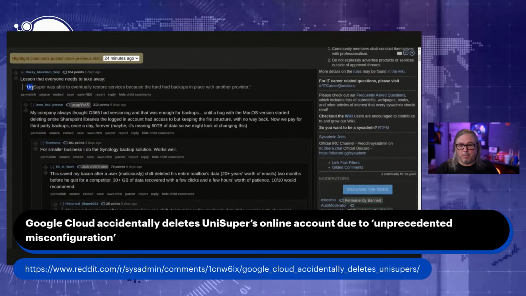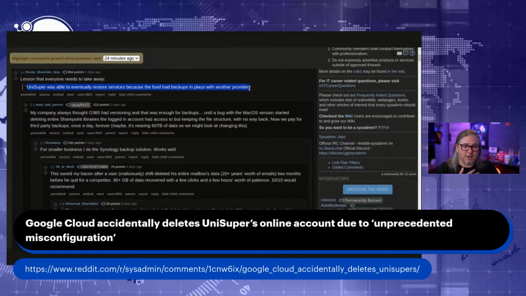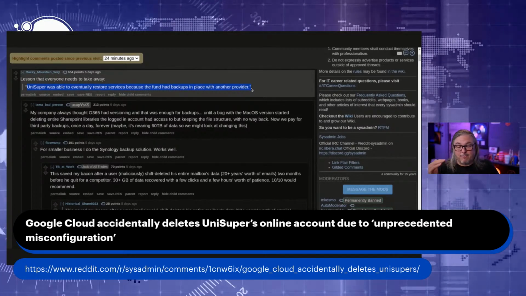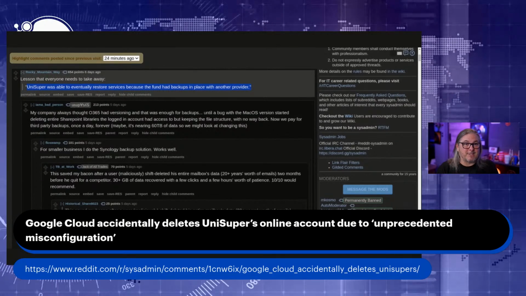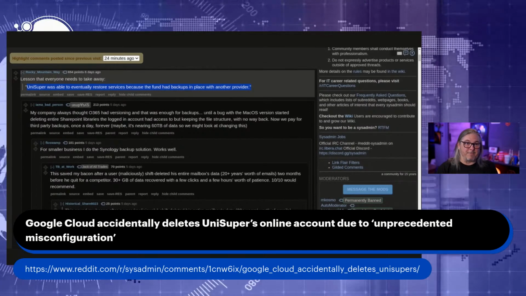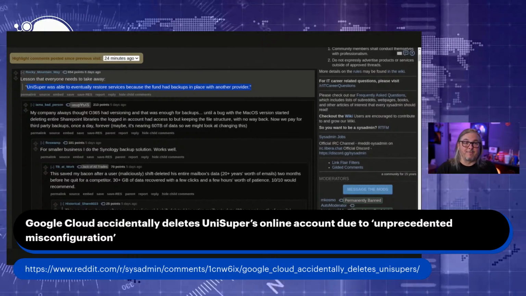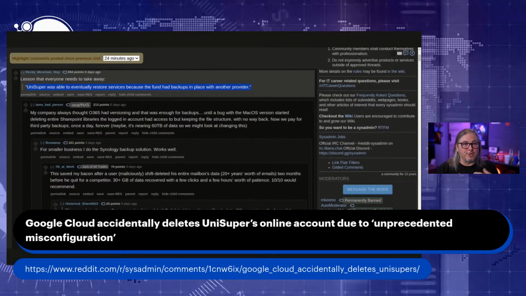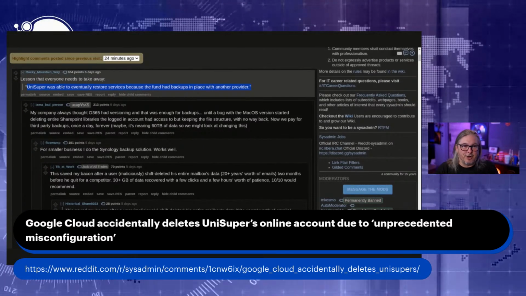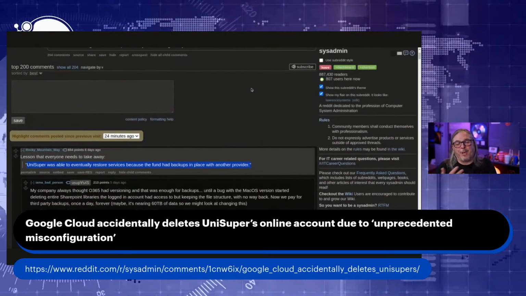But Unisuper was able to eventually restore because the fund had a backup in place with another provider. That is some forward thinking. Now, that is an impressive amount of cybersecurity, or cyber team inside this company, being able to pull that off. This is one of those, hey, hats off to them for going, hey, what if Google could accidentally, under unprecedented circumstances, delete everything we did? How would that play out?